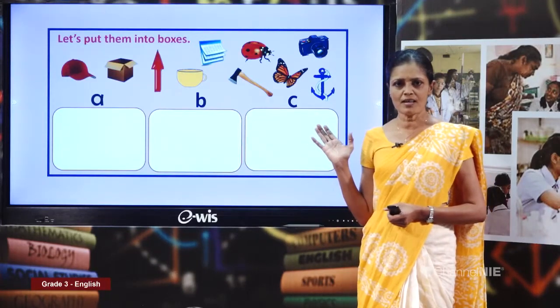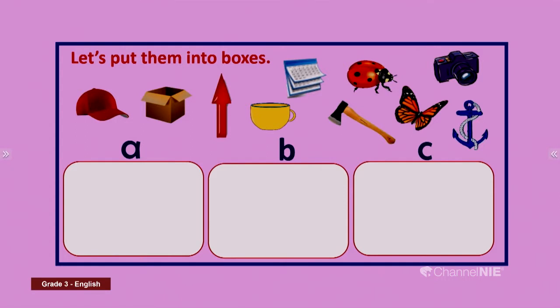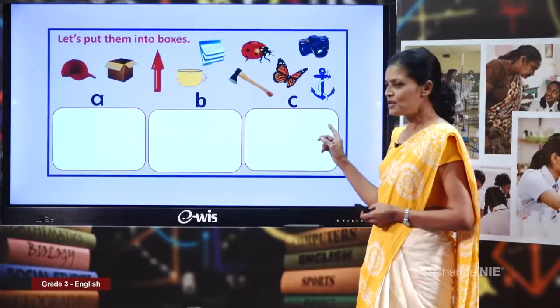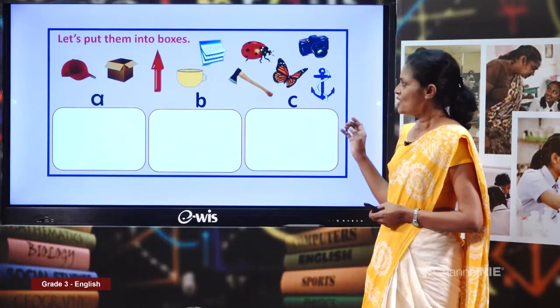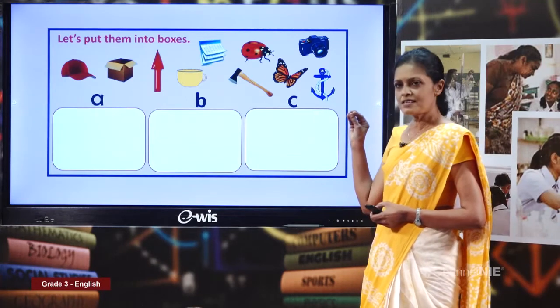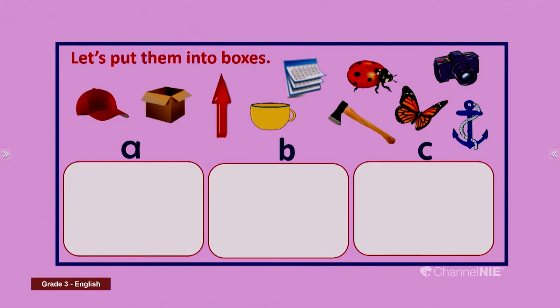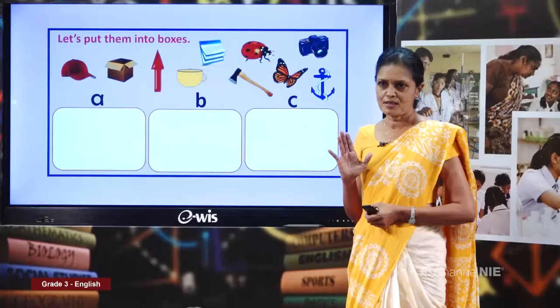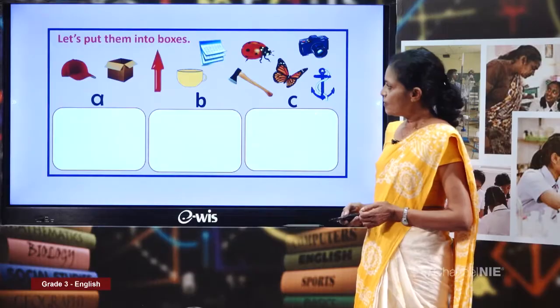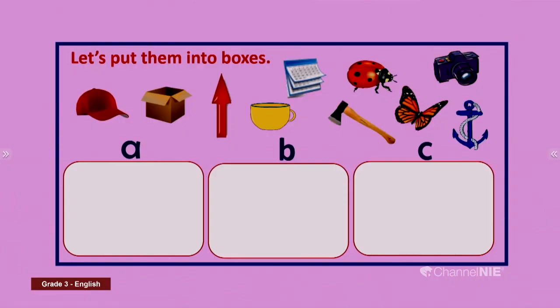Now children, there are many pictures. Can you see them all? Yes. Now there are three boxes. Box A, box B, and box C. We are going to put these pictures into boxes. We have to put them according to the first letter. We'll do one example. What is the first picture? Cap. What is the first letter? C. So we put it into box C.